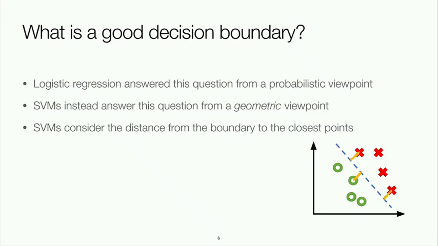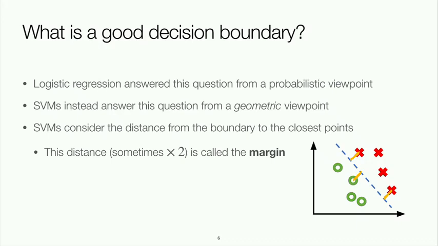The reason that it's called SVM, by the way, is because the points on either side that are closest to this boundary are called the support vectors. We're going to see exactly why they're called the support vectors, but that's why this thing is called the support vector machine, SVM. Okay? SVMs are considering the distance from the decision boundary to the closest points to that boundary.